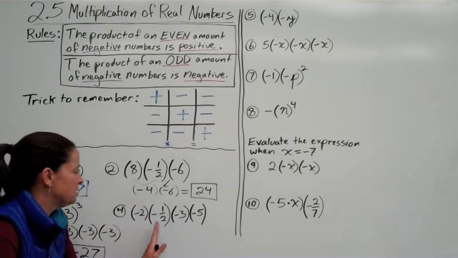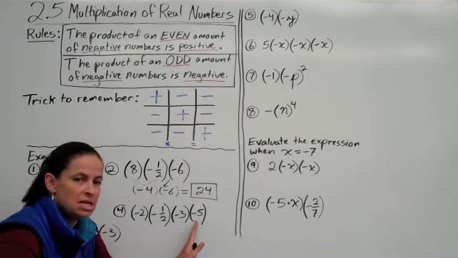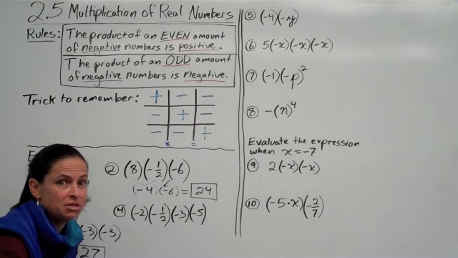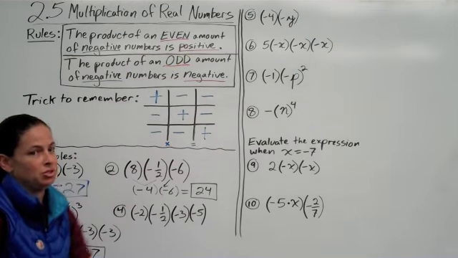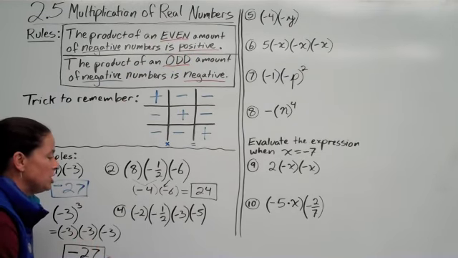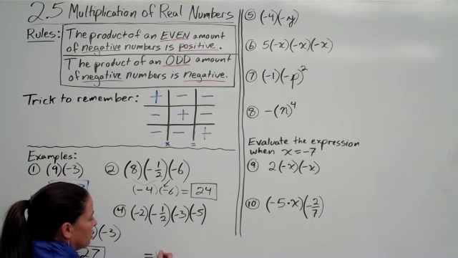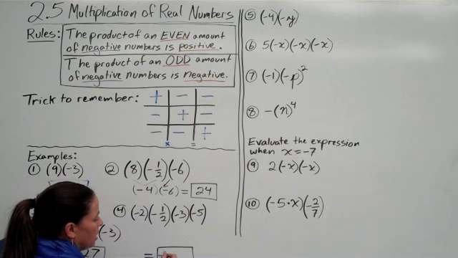I have a negative times a negative times a negative times a negative. What's the answer going to be? Positive or negative? 4 negatives is an even amount of negatives, so the answer is positive. So I can already tell you the answer will be a positive number.